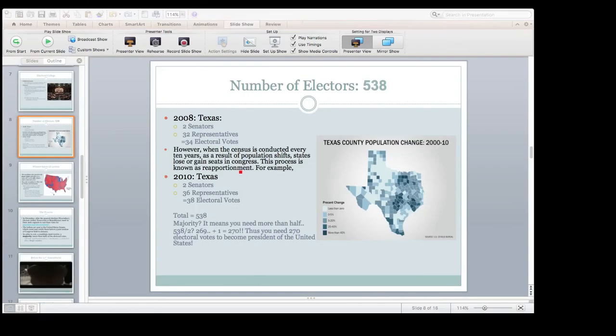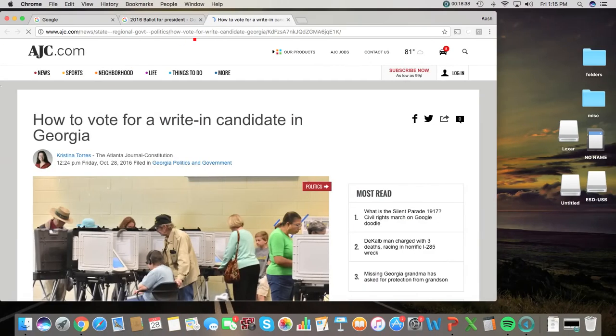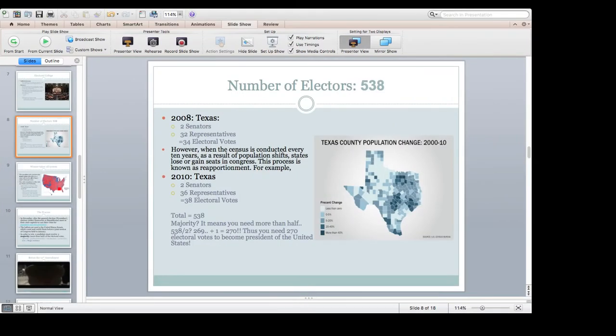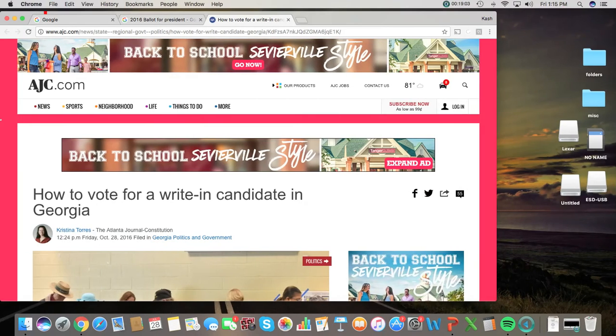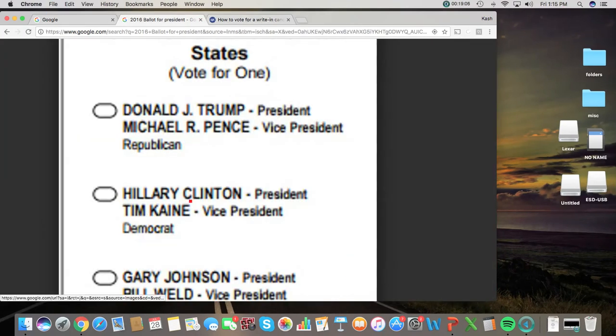Look, check this out. If you look over here on my next slide, you can see that the candidate who receives the most votes, this means plurality, not more than half, just the most, it could be by more than 1, in a state will receive all of that state's electoral votes. This is what we call a winner-takes-all system. And this is how 48 states, with the exception of Maine and Nebraska, work. And what this means is, like I said earlier, we go out and we count every single one of these ballots, and whoever receives more votes, well, guess what? Get all of the 38 electoral votes.